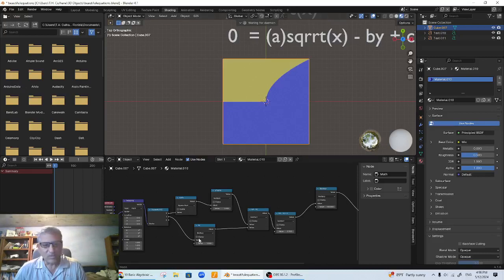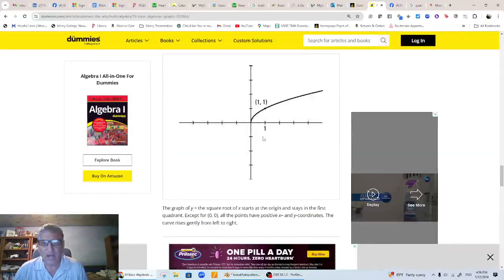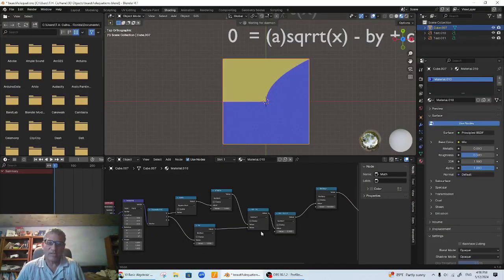All right, so really we're supposed to see, if we look at this algebra, of course, because it's only that. Well, stupid me, look at that. It is just that quadrant there, and the rest is yick. It says it stays in the first quadrant. Except for 0, 0, all the points have positive x and y coordinates. The curve rises gently from left to right, and that is exactly, in fact, what we're seeing here.